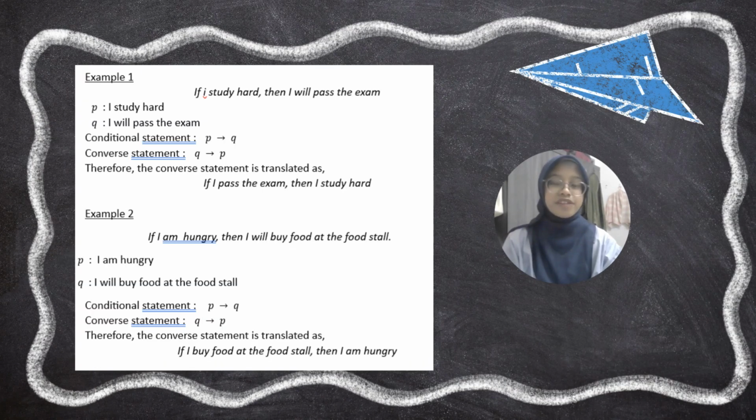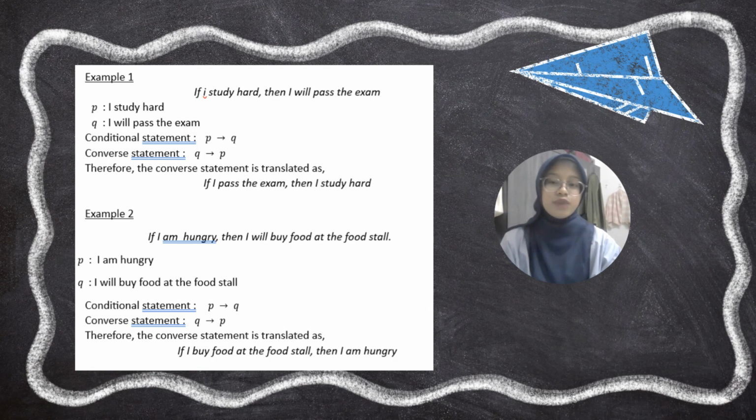For example 1, the original statement given is, if I study hard, then I will pass the exam. For P, we have I study hard, and Q, I will pass the exam. So the conditional statement will be if P then Q. Then the converse statement will be if Q then P. Therefore, the converse statement is translated as, if I pass the exam, then I study hard.